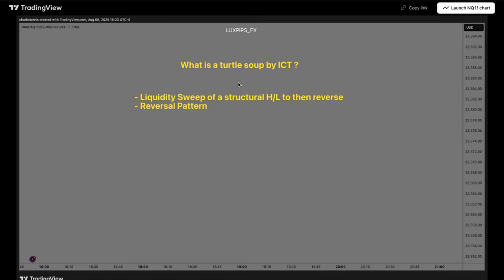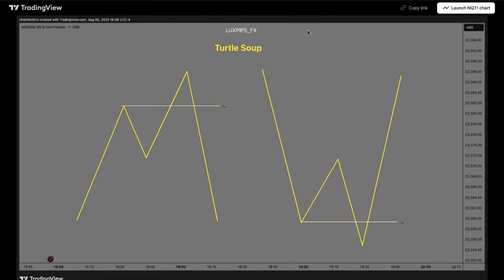So, what is a turtle soup by ICT? It's a liquidity sweep of a structural high or low to then reverse. So, basically, a reversal pattern. I have these screenshots lined up so you don't have to hear much clicking and the video isn't too long.